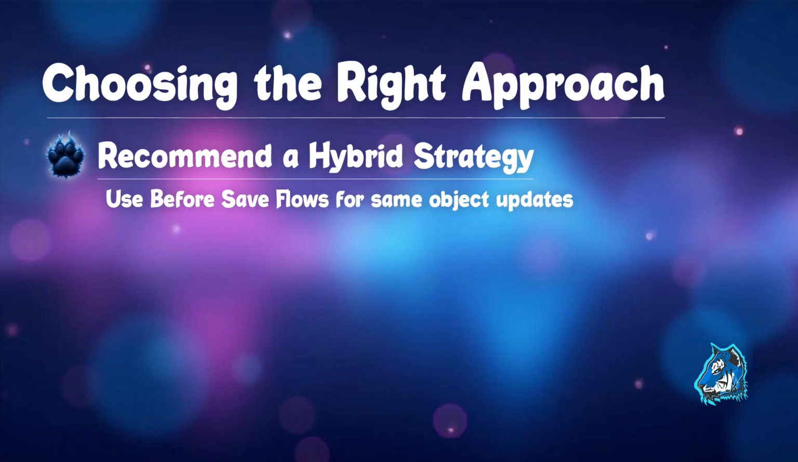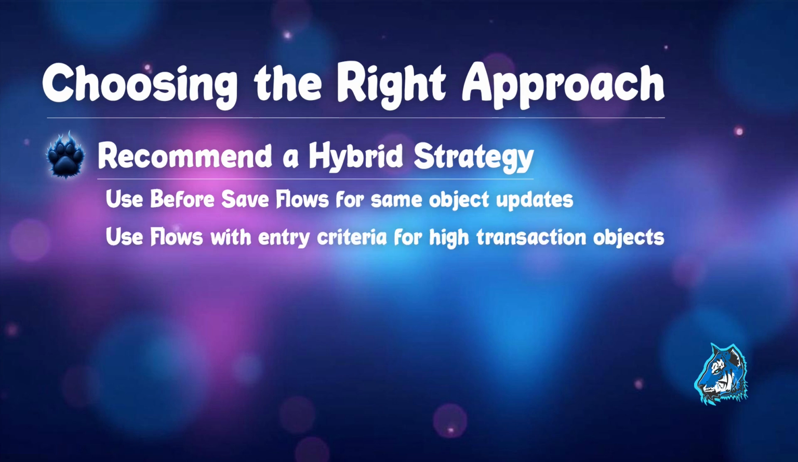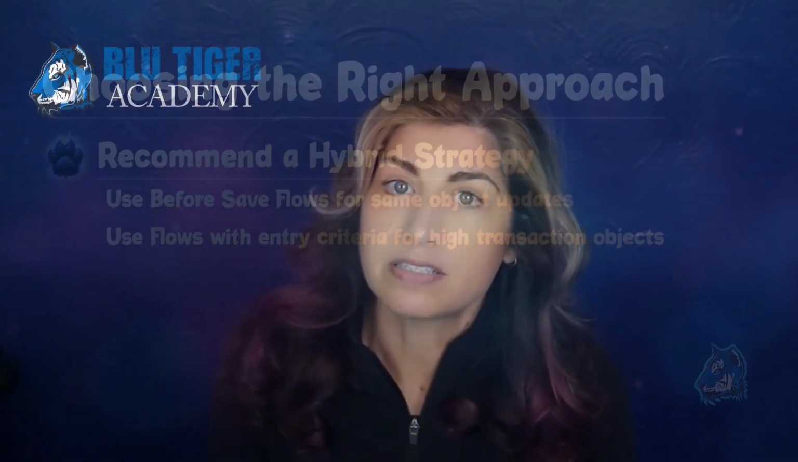We use before saved flows for same object updates to keep things super efficient. If a process triggers the flow on an object with a lot of automation running, we'll typically use entry criteria to limit when a flow interview record gets created.